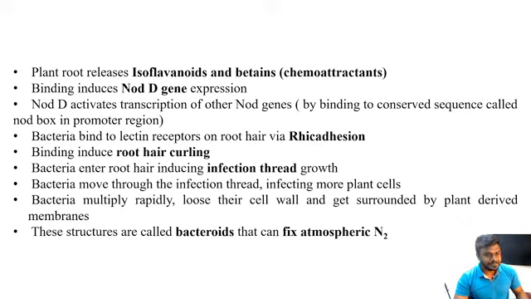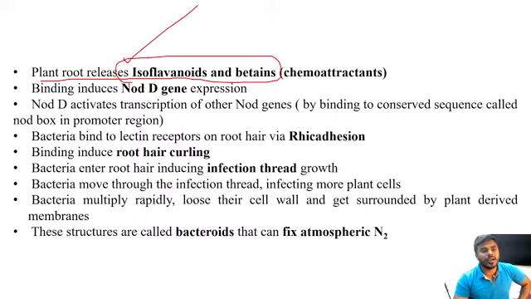Now everyone look into this. Whoever did not understand, read it once again. The plant root releases isoflavonoids and betaines. What did I tell you? They enter into the soil and activate the NOD-D gene. Then what will the NOD-D gene do? The NOD-D gene will activate other genes: the common NOD genes and the host-specific NOD genes.